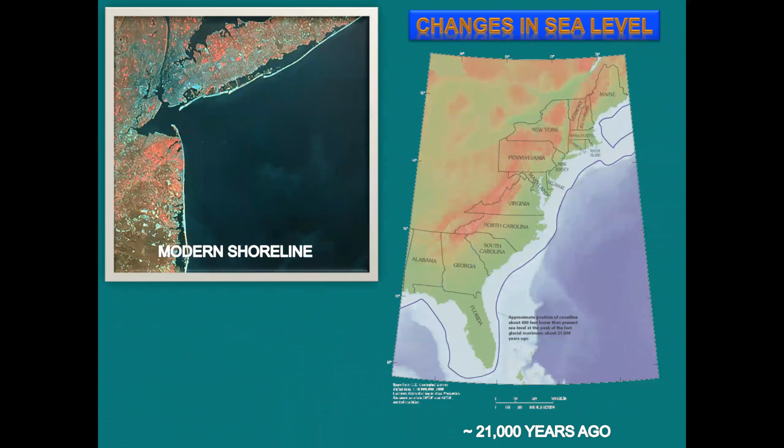Glacial periods mean lower sea level, and warm periods mean higher sea level. So here you see the modern New York, New Jersey shoreline, but this line here represents what the shoreline would have been like around 21,000 years ago when it was the height of glaciation in the northern hemisphere.